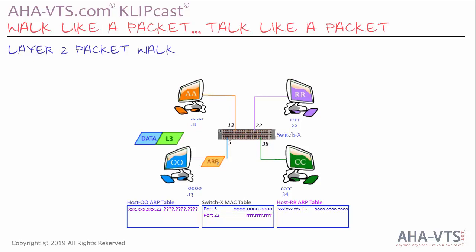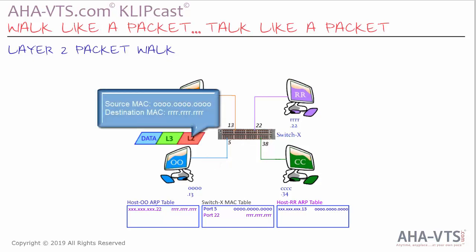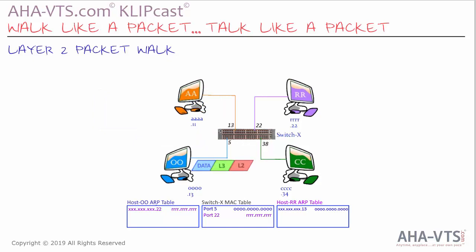Now once host 00 receives the ARP reply, it will update its ARP table with the MAC address of host RR. Now the layer 2 header can be constructed with the source and destination MAC addresses. And after all the pieces are assembled, host 00 can now send the data to host RR. And there we have it.